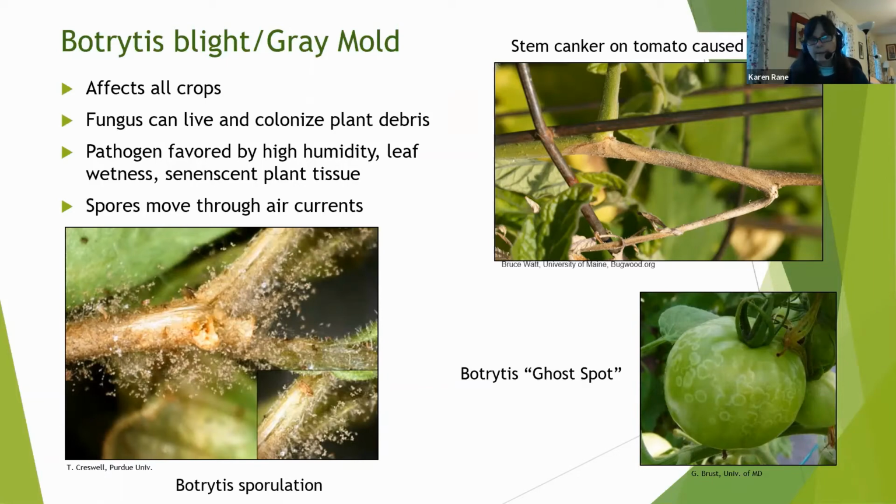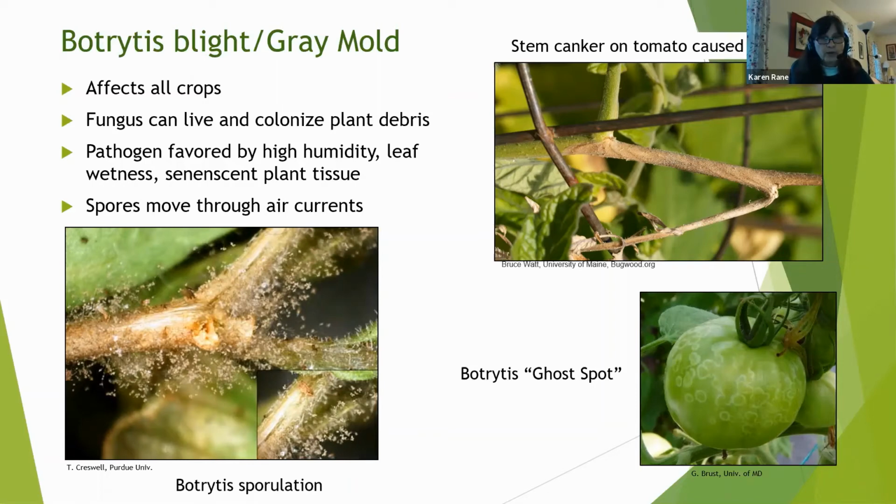Botrytis is an excellent saprophyte. It lives on all kinds of decaying and senescing plant material. And once it gains entrance to a plant through something like a senescent flower or a wounded area, rough handling of plants, for example, bruising, can allow botrytis to get a hold, and then it will grow into healthier parts of the plant. In the left-hand picture here, you can see the mold that gives gray mold its name.